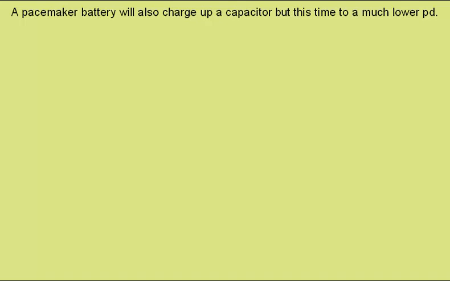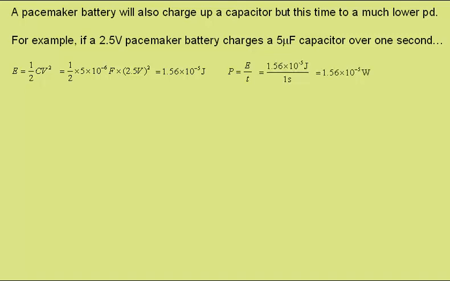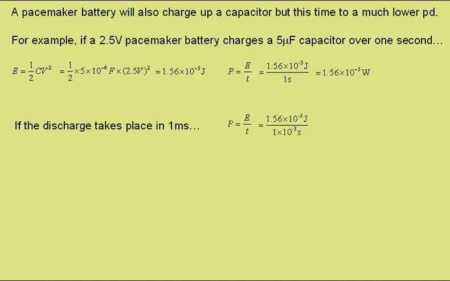A pacemaker battery will also charge up a capacitor, but this time to a much lower potential difference. For example, if a 2.5 volt pacemaker battery charges a 5 microfarad capacitor over 1 second, the energy will be equal to 1.56 times 10 to the minus 5 joules. The power then, as energy over time, is 1.56 times 10 to the minus 5 watts. If the discharge takes place in 1 millisecond, a thousandth of the time of the charge, then the power is going to be 1000 times greater.